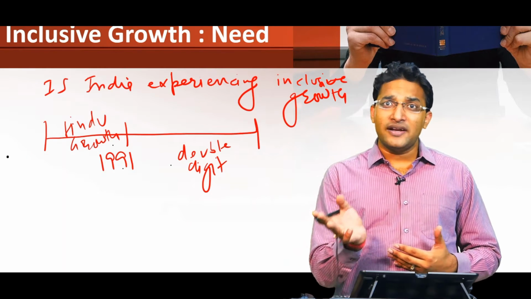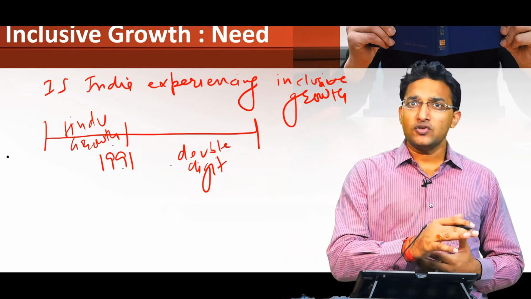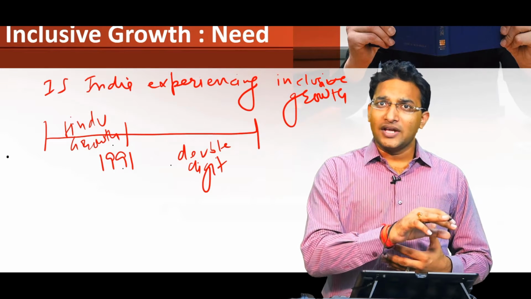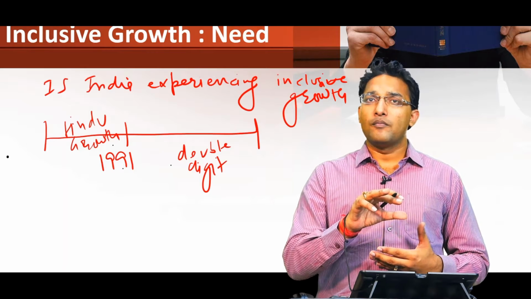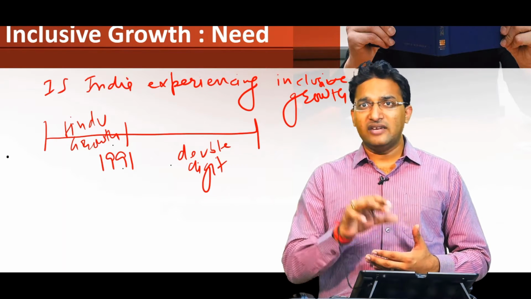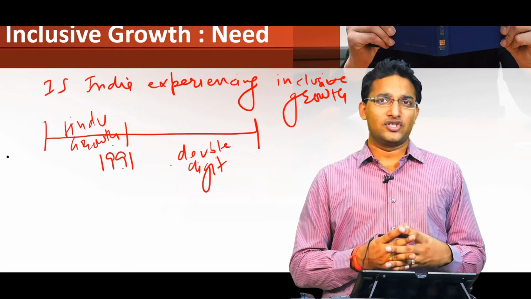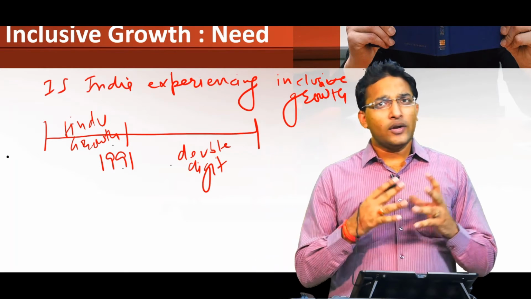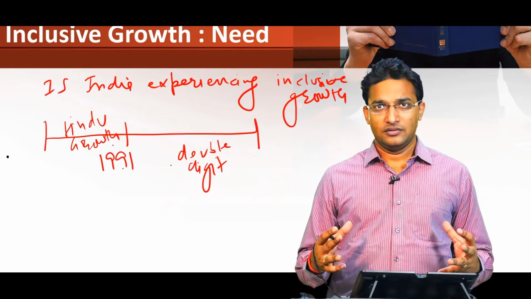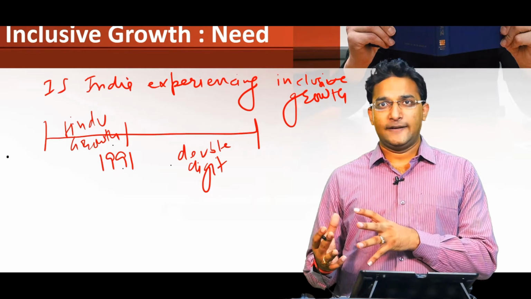We did not generate enough jobs, because this growth after the 1991 was oriented towards service sector, and service sector has limited job generation capacity. So we are not achieving inclusive growth. Various reports we can see.